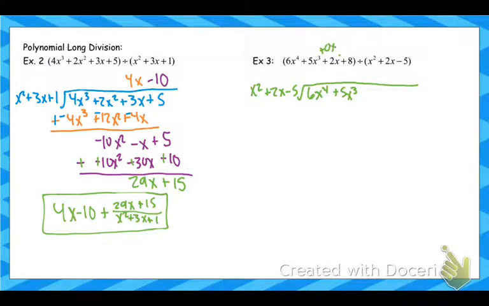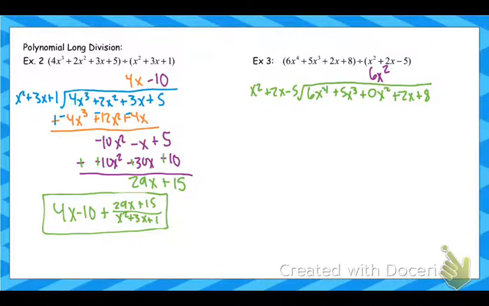So I'm going to go ahead and fill in a 0x squared just to help me make sure I keep everything in line. And then I'm going to do the whole thing all over again. So we're going to look again at our first terms. So x squared times something is 6x to the fourth. Or 6x to the fourth divided by x squared is what? And that gives me 6x squared.